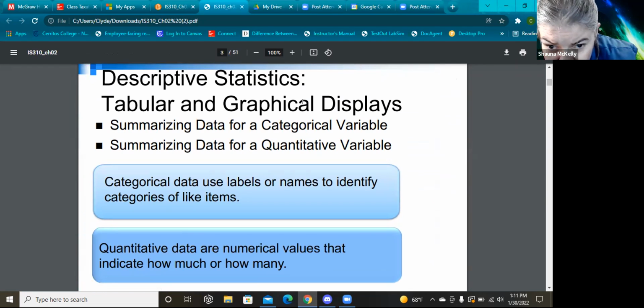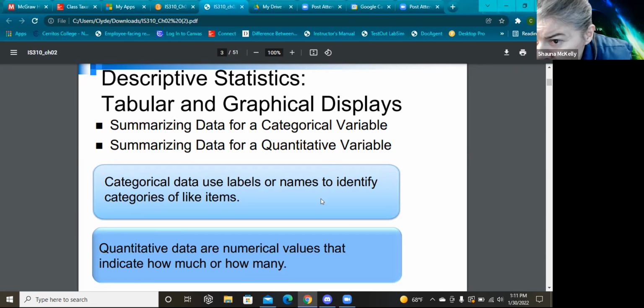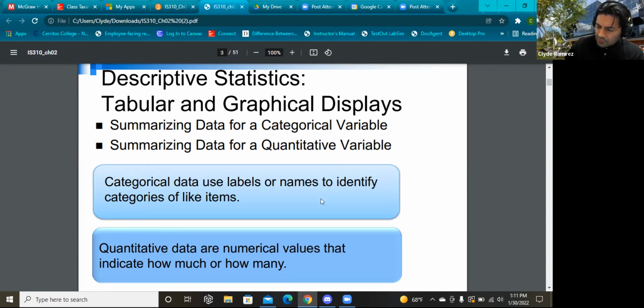This is summarizing data that's categorical and summarizing data that's quantitative. So these are some terms. Categorical data are qualitative. They use labels or names. So categorical data are going to be on nominal scales. They could be on ordinal scales, right? Quantitative data are numerical. So they're going to be on a ratio or an interval scale. That's generally how it breaks down.